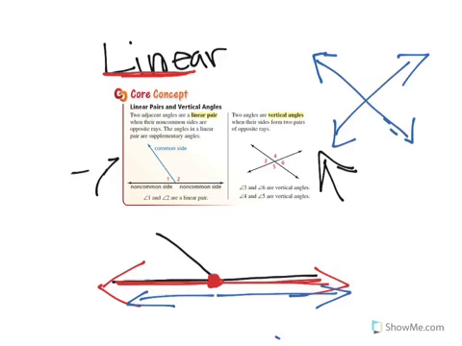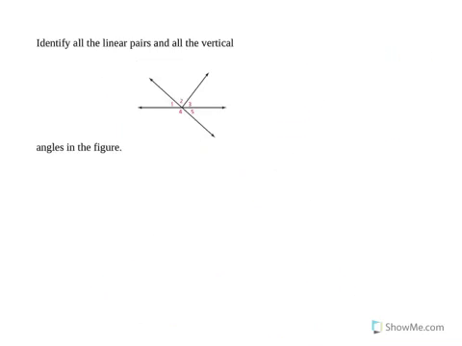So if we look at the picture, 3 and 6 are across from each other, and so they are vertical angles. Okay. Also, 4 and 5 are across from each other, and so they are also vertical angles. Vertical angles are also congruent, so that's just one thing that you need to remember. So let's try an example real quick. It says identify all the linear pairs and vertical angles in the figure.